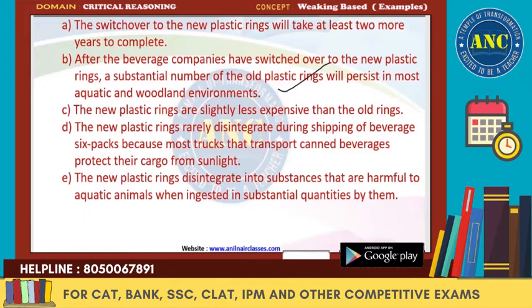task at hand. Option C, the new plastic rings are slightly less expensive than the old rings. This is an out of scope option, right? Because it addresses an issue that is irrelevant to the representative's argument. Choice E. The new plastic rings disintegrate into substances that are harmful to aquatic animals when ingested in substantial quantities by them. Now, this conclusion is about wild animals, and whereas this choice mentions aquatic animals, the conclusion is specifically about suffocation. Hence, this does not address the suffocation.